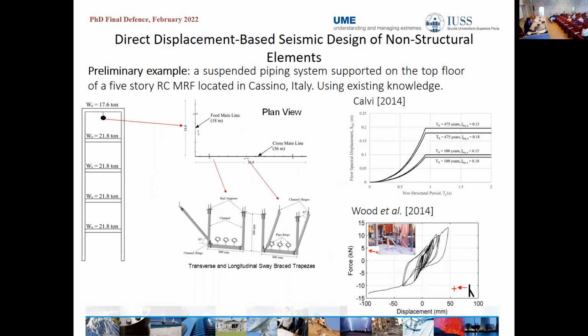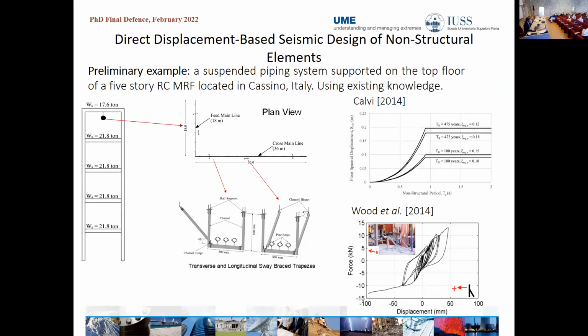So using existing knowledge available in the literature, we performed a preliminary example on how this would look. We used as an example a suspended piping system supported on the top floor of a 5-story reinforced concrete moment resisting frame, which was located in Cassino, Italy. The suspended piping system had an L-shaped plan view with a feed mainline of 18 meters and a cross mainline of 36 meters. The seismic force resisting system of this piping system was made of trapeze restrained installations with braces made of channel elements.